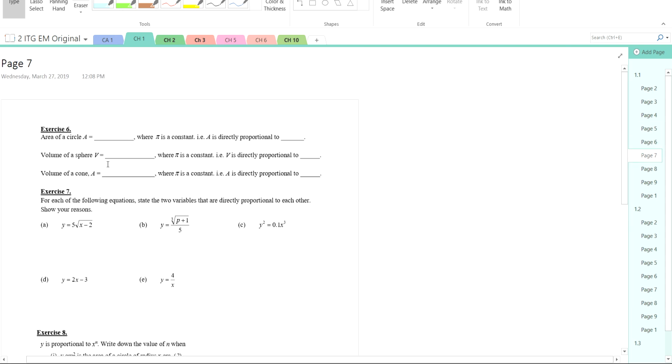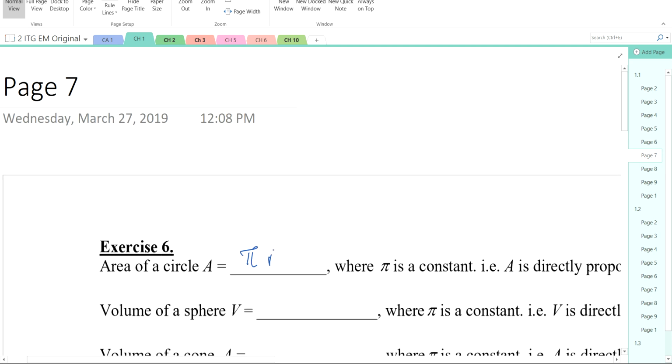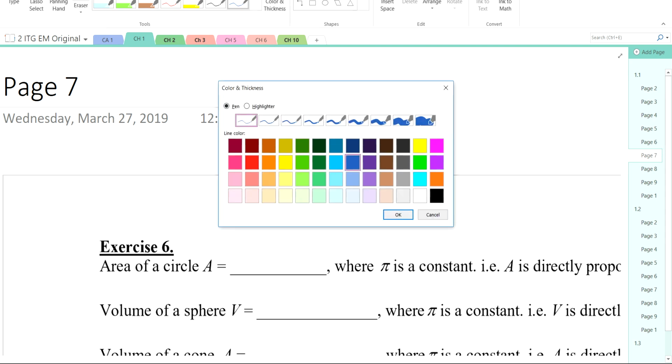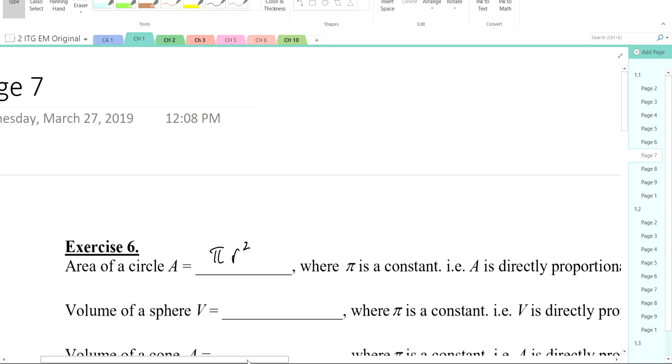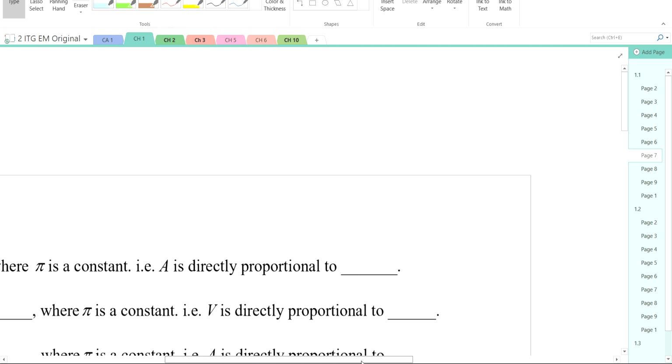Okay, now area of a circle. Can you write down the equation for the area of a circle? A equals pi r squared. Okay, write it down. Pi r squared, where pi is obviously a constant and r is our radius. So, is A directly proportional to anything over here? Proportional to r squared? Okay. It is directly proportional to r squared. Yeah, you're right.